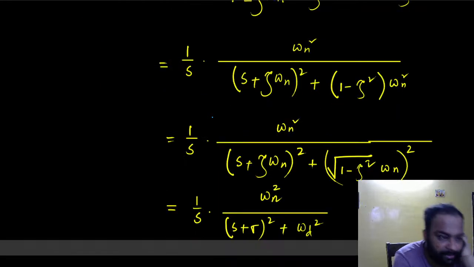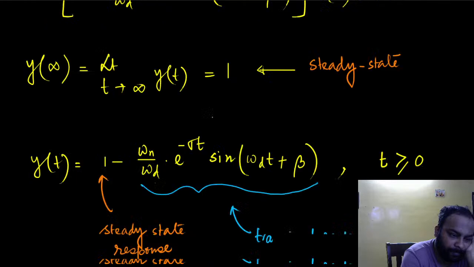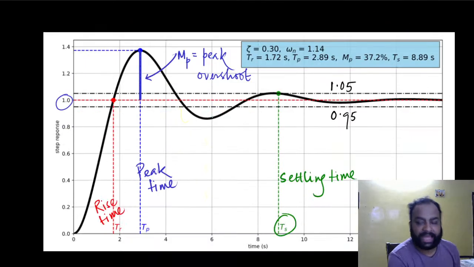So I think this is understandable. There are two parameters, zeta and omega n, but there are four characteristic features of the response. How long it takes for the response to rise up to the final value for the first time, how long it takes to reach the first or maximum peak, how big the peak is, and how long it takes for the response to settle down. These are the four characteristics that we have for a second order system.